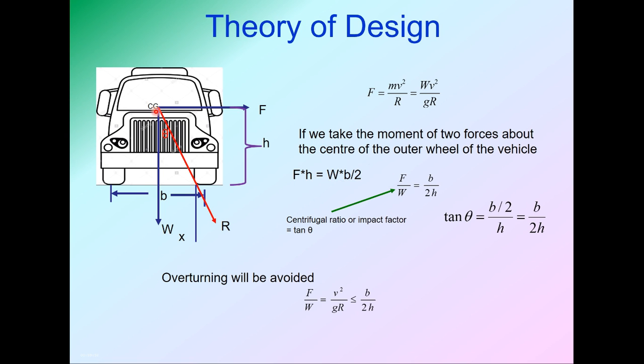And in this figure, if you see, this is the horizontal force F. So F upon W will be tan theta. So tan theta should be equal to b upon 2h. The same equation which we derived earlier can be derived through moments also, through forces also. So overturning will be avoided as long as this impact factor F upon W, or you can say v square upon R into g, is less than or equal to b upon 2h.